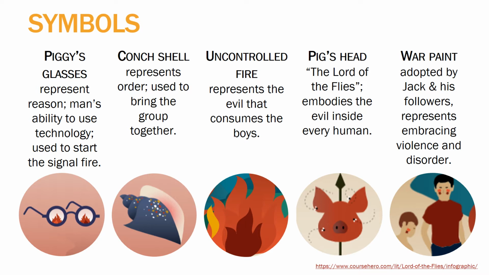Uncontrolled fire represents the evil that consumes the boys. The pig's head, also known as the Lord of the Flies, embodies the evil inside every human being. And the war paint, adopted by Jack and his followers, represents embracing violence and disorder.